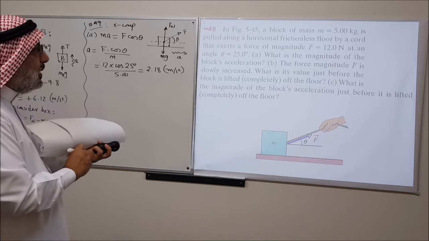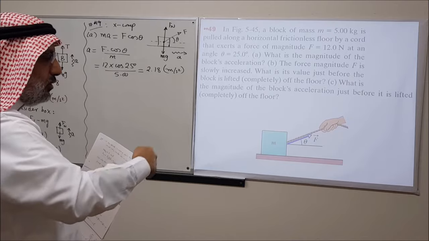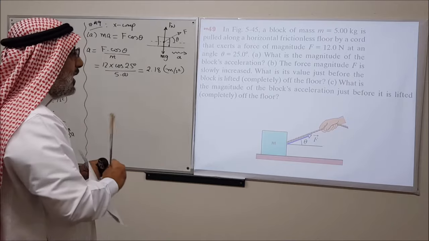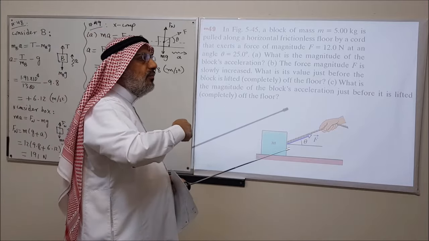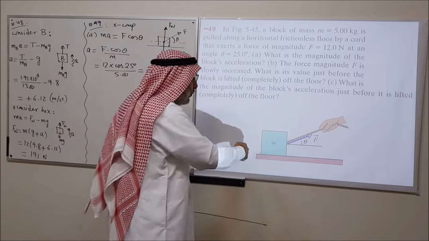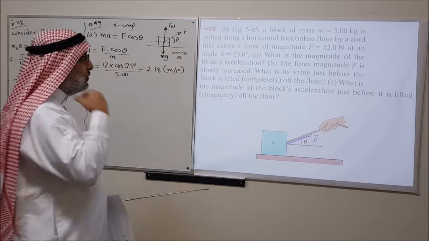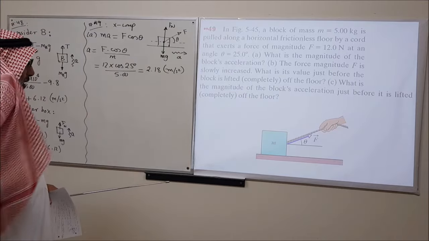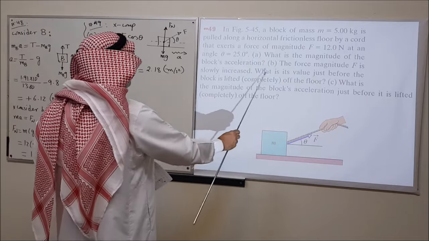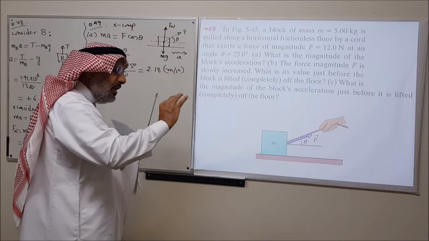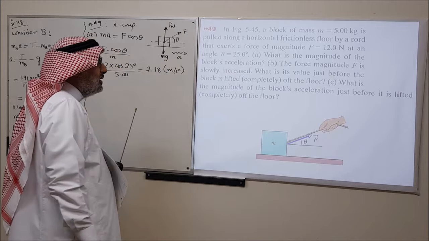Okay, part B says the force magnitude F is slowly increased. You increase the force, but keep the angle theta fixed. What will happen? You can imagine that if the force is too high, it will start to pull the block from the surface. So the problem says the force magnitude F is slowly increased. What is the value of the force just before the block is lifted completely off the floor? At the moment that the block starts to leave the surface, what is the value of the force at that moment?